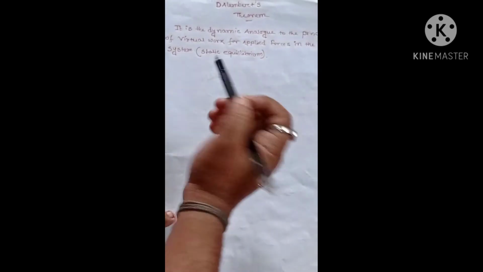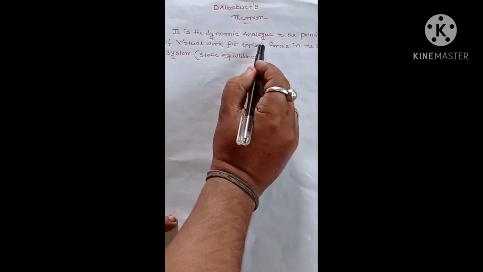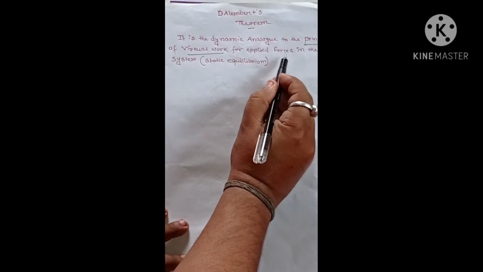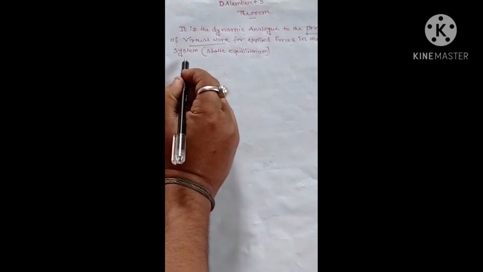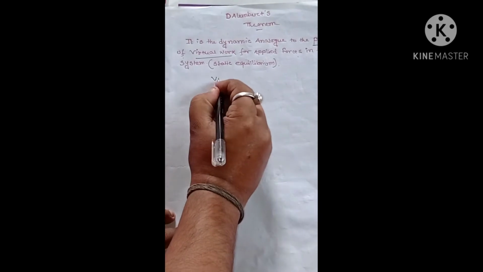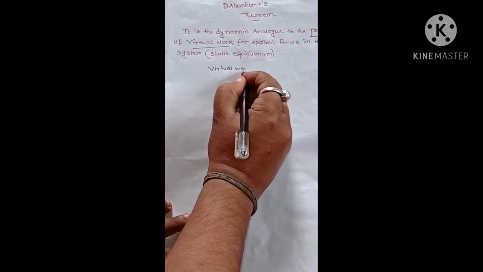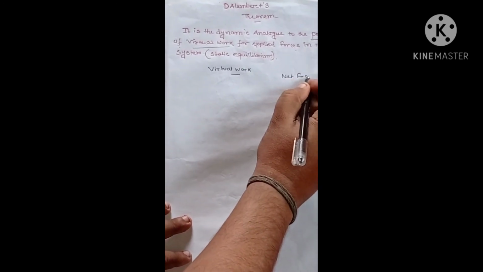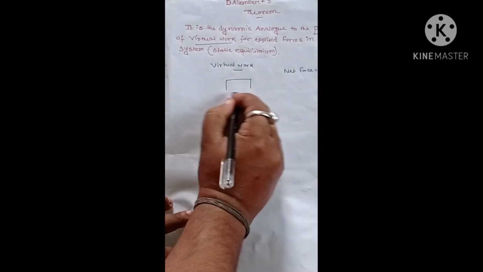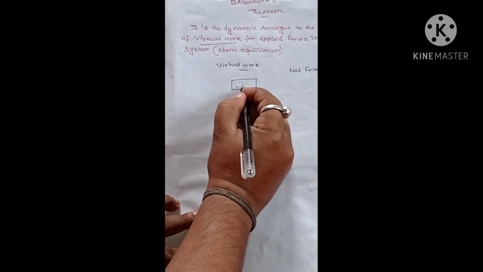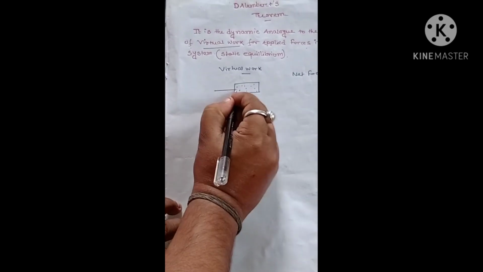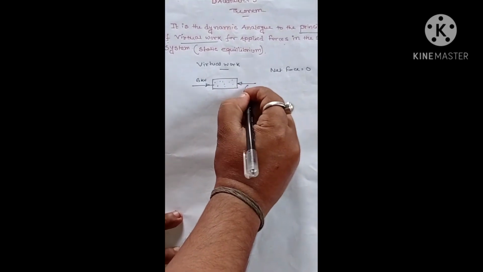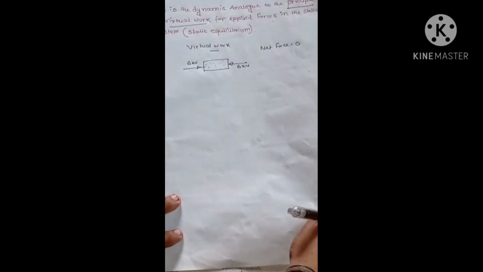D'Alembert's theorem can be defined as a dynamic analog to the principle of virtual work for the applied forces in a static system. What is virtual work? Virtual work is where the net force is zero. What is the net force? Suppose there is a system with lots of molecules, you may say particles. If on this side there is 6 kilonewton of force and on the opposite side there is an equal and opposite 6 kilonewton of force, then the system will remain in equilibrium.